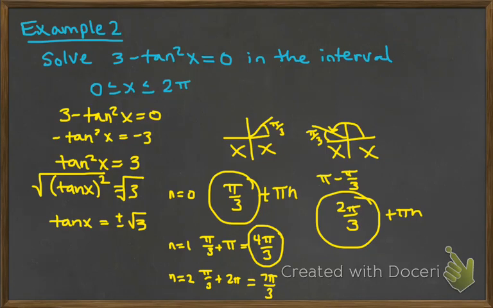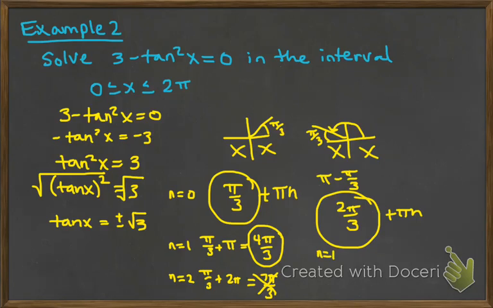And 7 pi over 3 is bigger than 2 pi, which you might have known because you did add a 2 pi. So that means that this is not an answer. Therefore, I don't need to try any more n values because I know everything else past that point is going to be bigger than 2 pi.